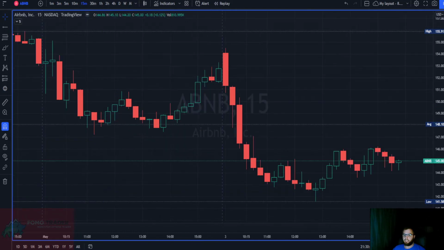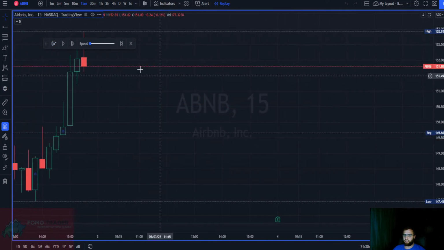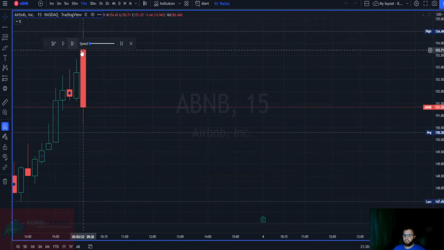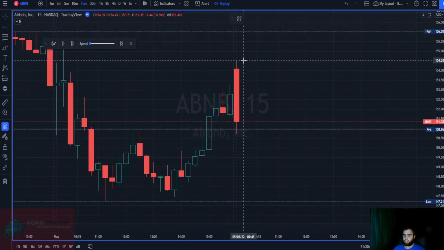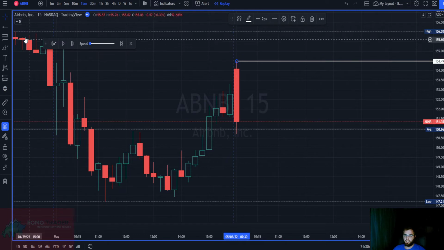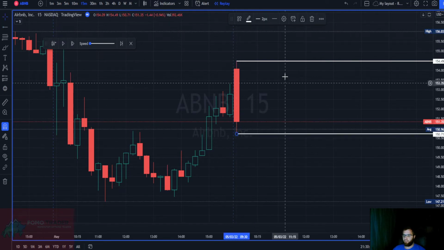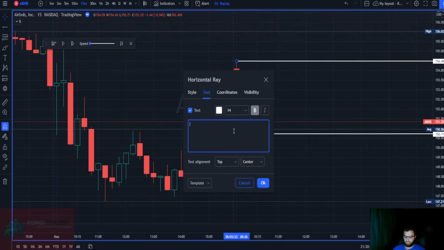So a second example here is Airbnb. We're going to look at it on the 15-minute time frame. So I'm going to hit replay here. This is our first 15-minute candle that is closed. So we're going to do the same thing. We're going to plot the high of that candle and the low of that candle. So this is the 15-minute ORB high.